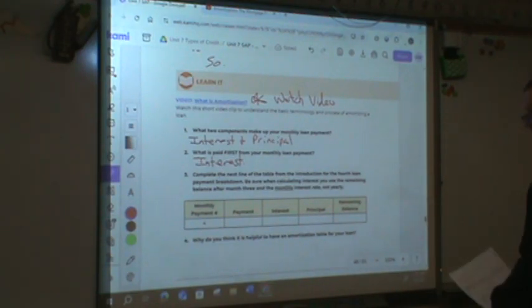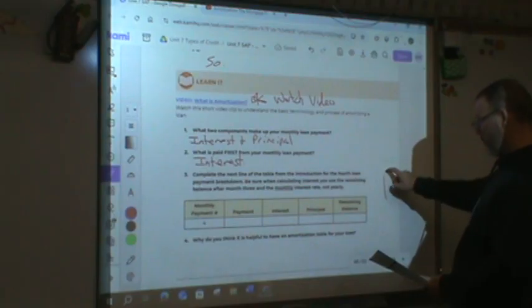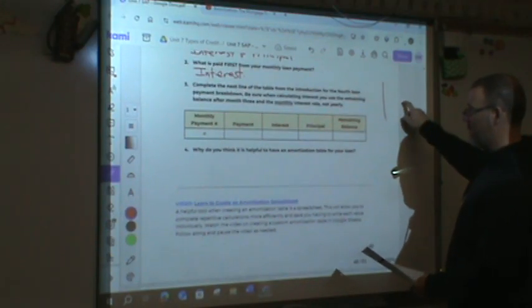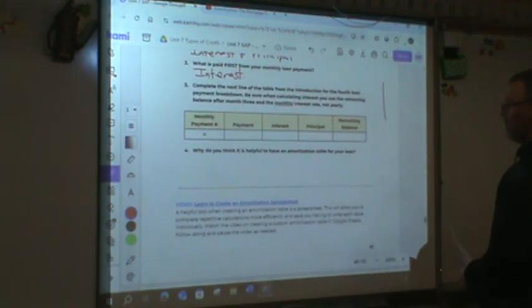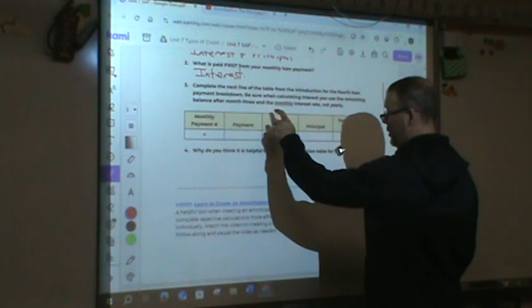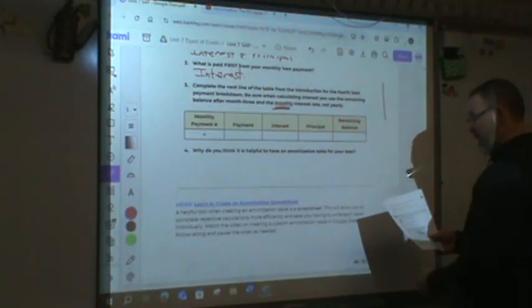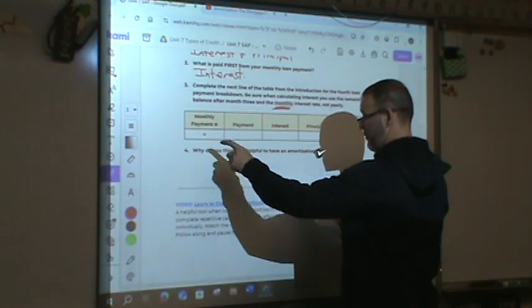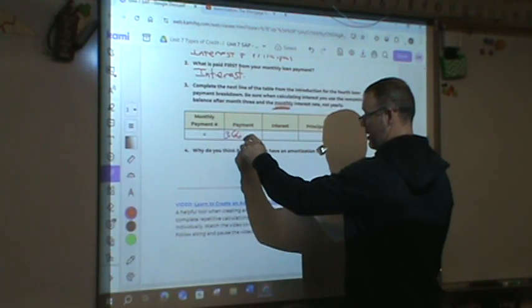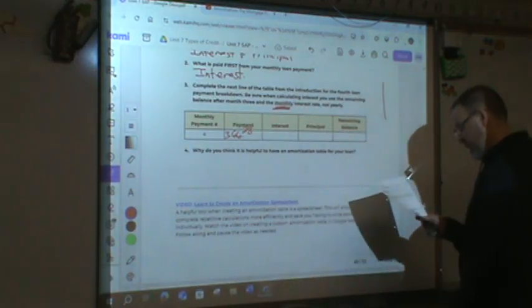Complete the next line of the table from the introduction for the fourth loan payment breakdown. Be sure when calculating the interest you use the remaining balance after month 3 and the monthly interest rate, not yearly. So we have a little bit of work to do. So question number 4, what's my payment? Well, that stays the same, $366.28.